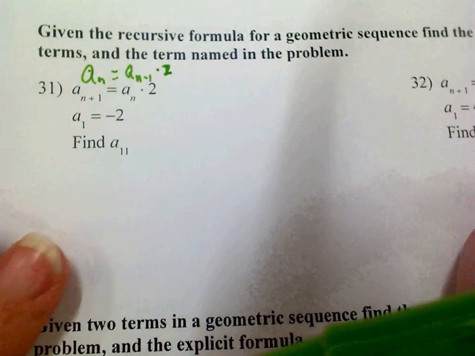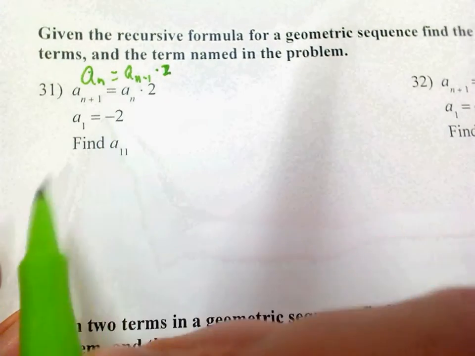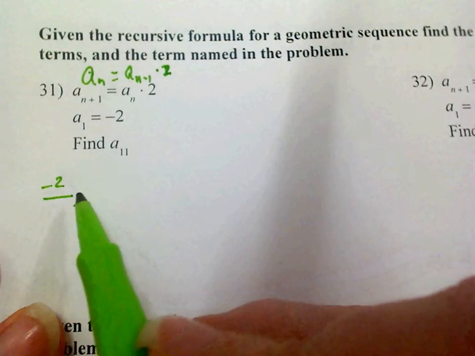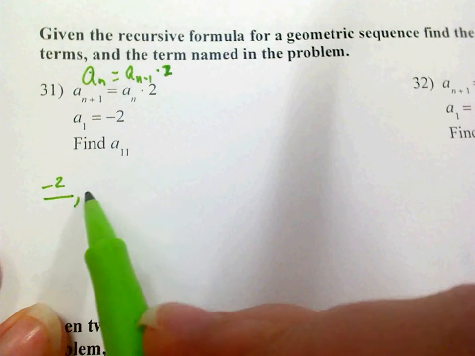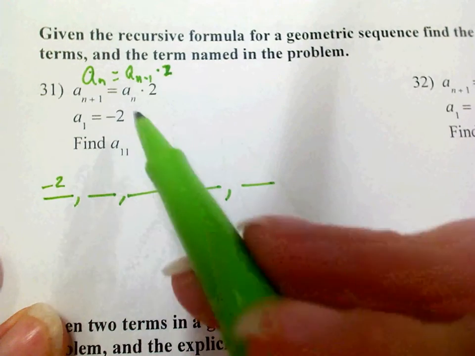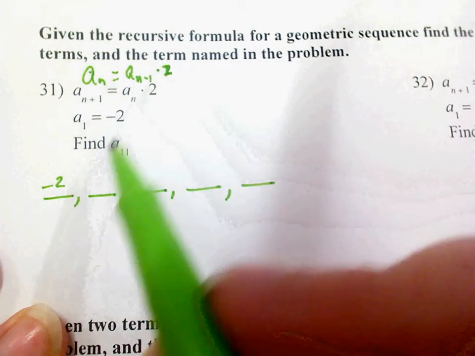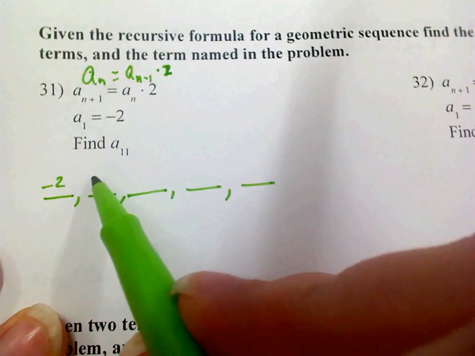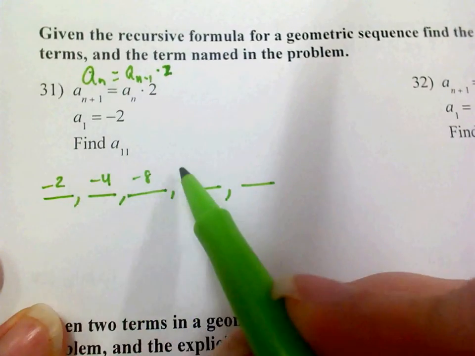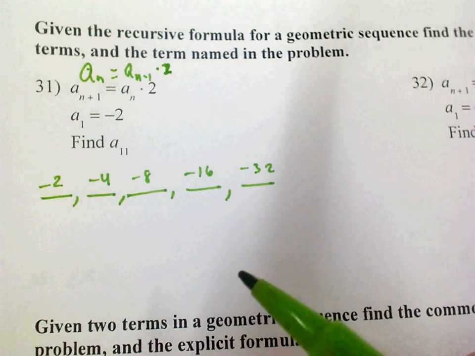Okay? Anyway, the first term is negative 2. I want the first 5 terms, so 1, 2, 3, 4, 5. I know that the common ratio is the part in the explicit formula right here, so times 2. I multiply by 2, so that means negative 4, negative 8, negative 16, and negative 32. So very similar to the last problem.